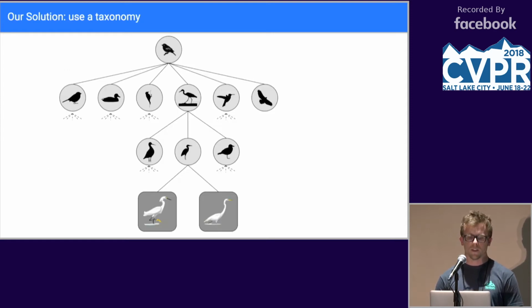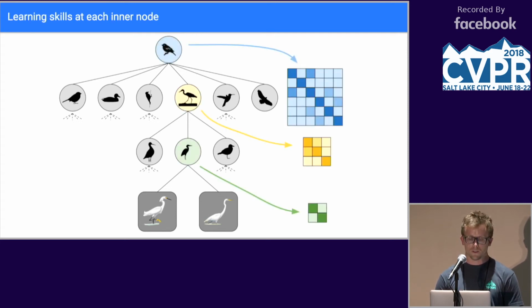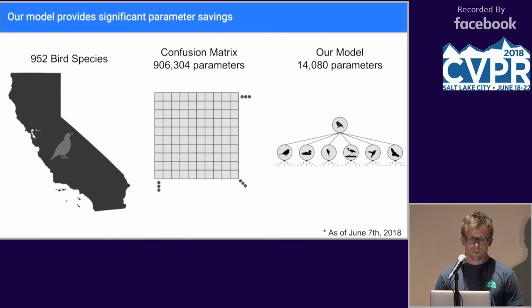Our model takes advantage of a taxonomy across the class labels, and rather than learning one big confusion matrix, our model learns a confusion matrix at each inner node of the taxonomy. This provides 2 benefits. The first being that our model can adapt to worker responses that come from a taxonomy rather than a flat list. And secondly, this approach provides significant parameter savings, making the problem more computationally and statistically tractable. So rather than estimating 900,000 parameters, we're down to about 14,000.